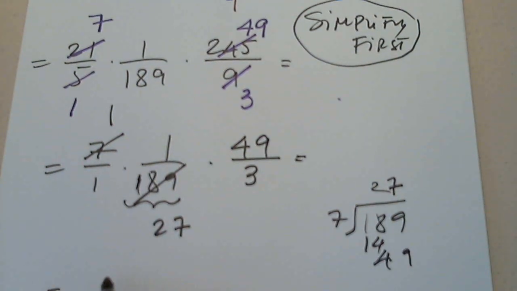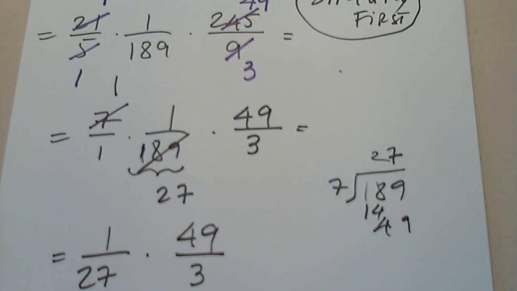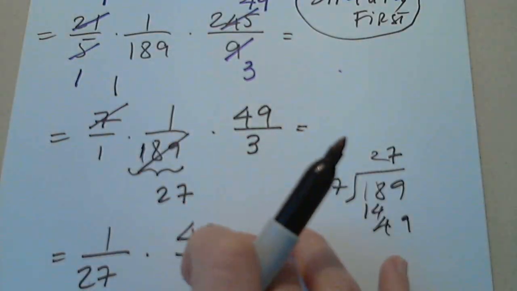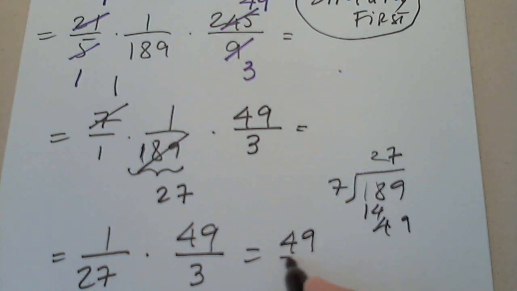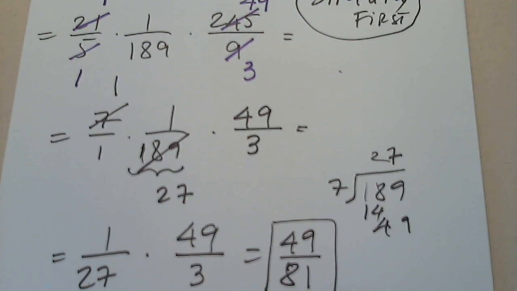So what is the final answer? It is 1 over 27 times 49 divided by 3. I know how to multiply fractions. 1 times 49 is 49, and 27 times 3 is 81. Now the question is, what if I messed up?